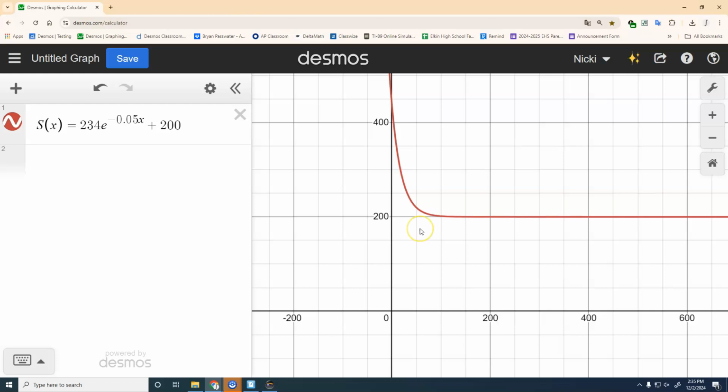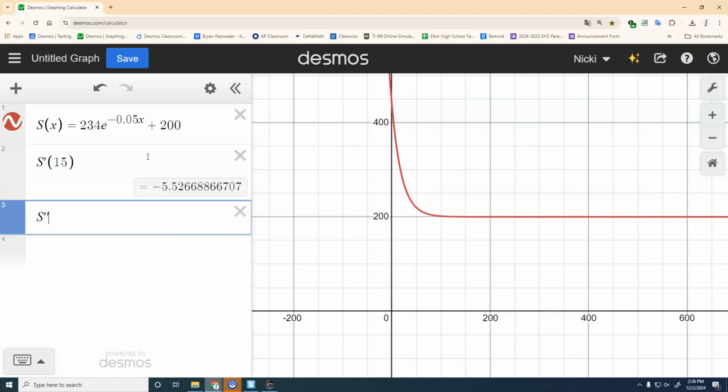So here's our graph. For this, they are asking us to find S prime of 15 and then also S double prime of 15. So we can just type in S prime of 15 and S double prime of 15. I think that works, yeah.